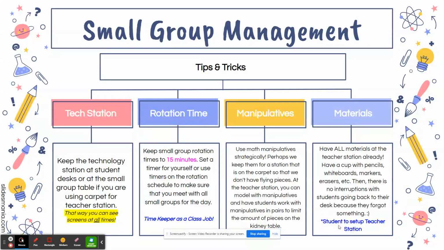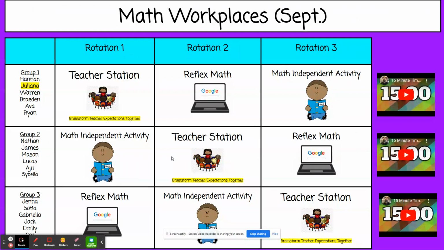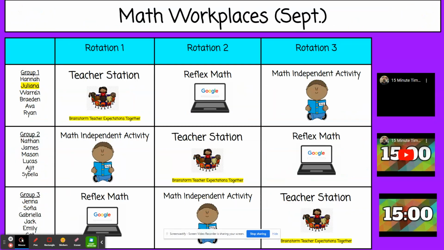Another tip is, before you go into small group rotations, you can have a student set up the teacher station. This is just an example of that. But see how the name Juliana in the first group before the teacher station is highlighted? You could have this student, Juliana, before you have everybody go off into rotations, go to the teacher station and set up all of the whiteboards, markers, erasers. Put the whiteboard down, then Juliana knows to put the eraser and then the marker on top.